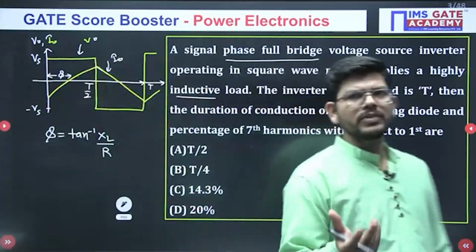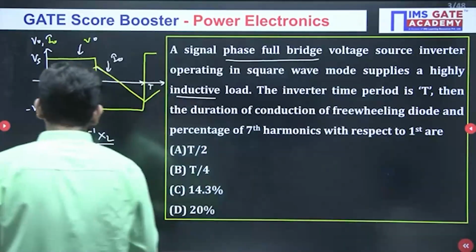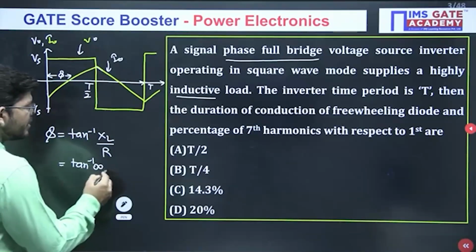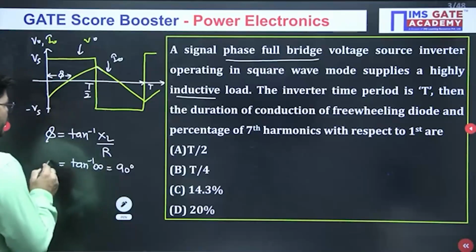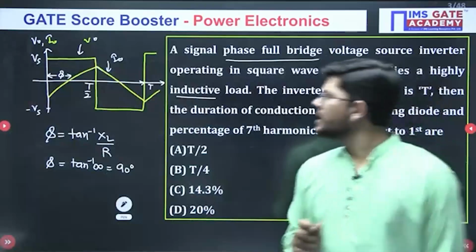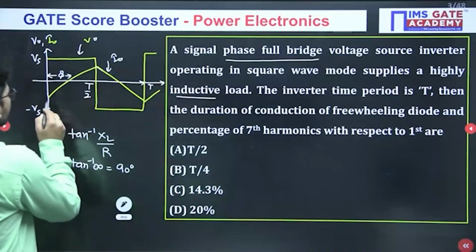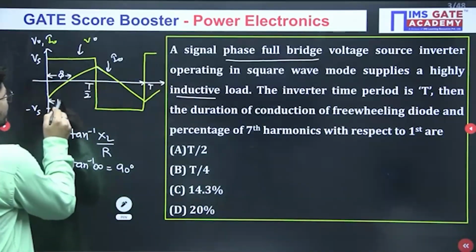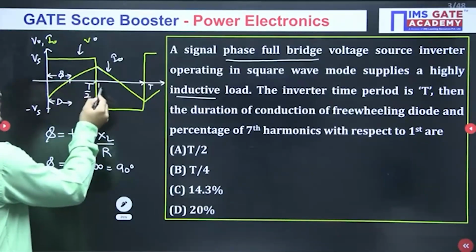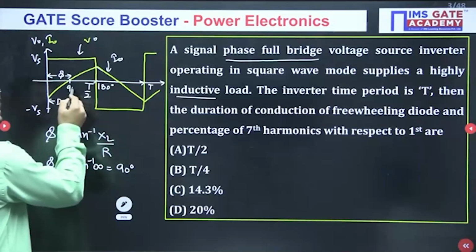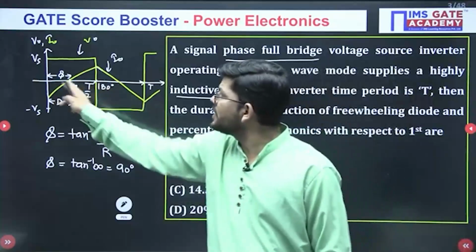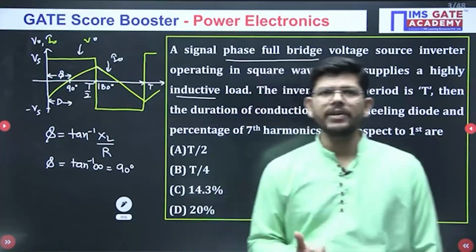We can assume an RL type of circuit. Now, if inductance is dominating, meaning there is no resistance, we will have tan inverse infinite, or 90 degrees, isn't it? So, phi angle will be 90 degrees. Then what will be the duration for which the diodes will be conducting? Just see, the diode will be conducting for this duration. If this duration is 180, then this will be 90 degrees. So if it is T by 2, what will this duration phi be in terms of time? It will be T by 4, isn't it?